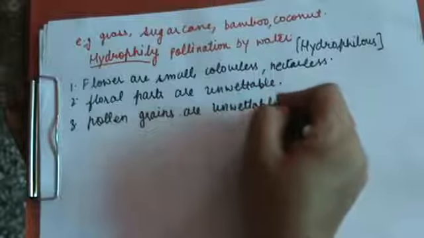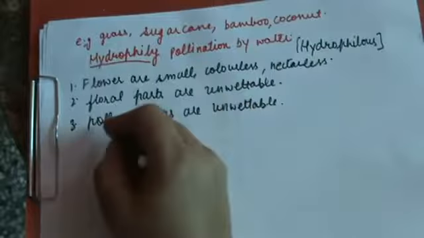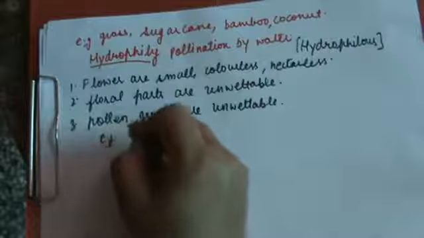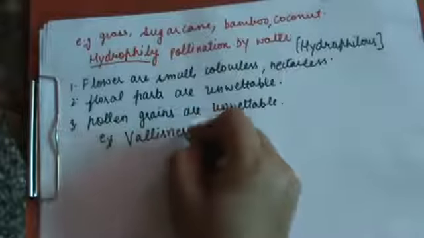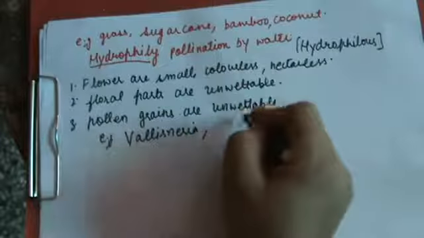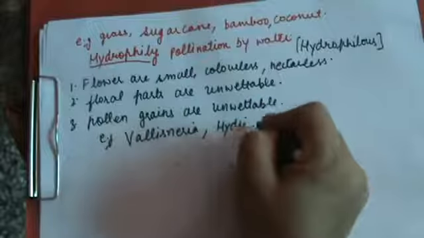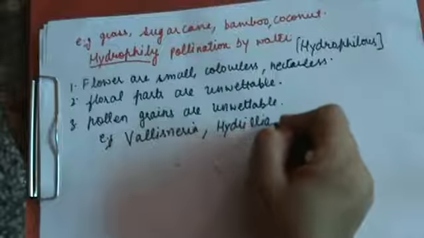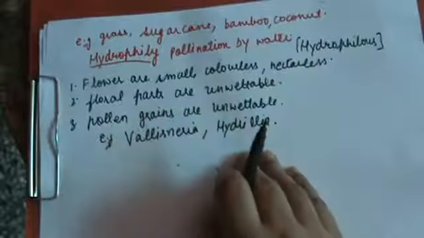Students, what are the examples of hydrophilous flowers? Vallisneria, Hydrilla. Hydrilla is an aquatic plant. Vallisneria is also an aquatic plant. It means hydrophily occurs in aquatic plants.